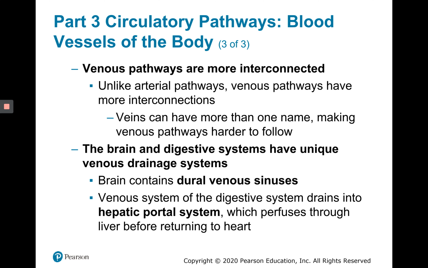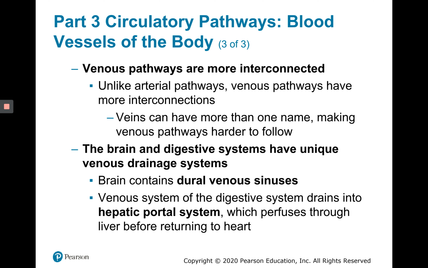Of 18C, we're going to be looking at circulatory pathways, so just some blood vessels of the body, looking again more at some structural abnormalities or interesting things. For example, we'll look at venous pathways, which we've talked about having more anastomoses or interconnections, and veins tend to have more than one name, and so that makes venous pathways harder to follow. A lot more arterial pathways are given kind of strict names that stick to a specific title.